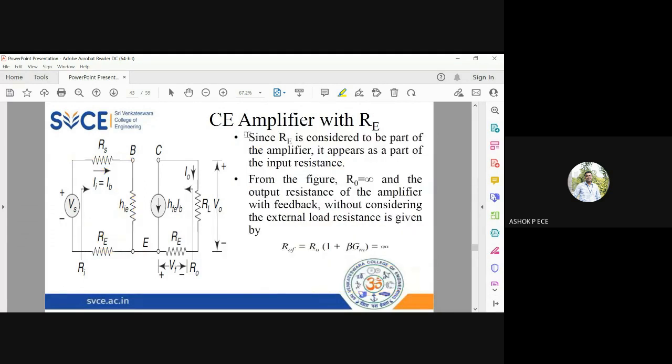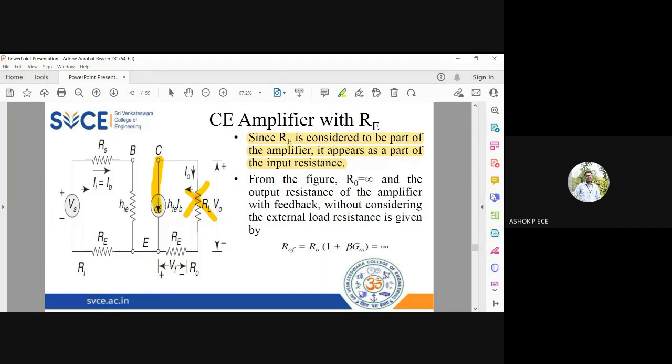So RE is considered to be a part of the amplifier. It appears as a part of input resistance. You know that we have split RE across input side and output side, right? So definitely, if you calculate input resistance, RE will be considered. If you calculate output resistance, RE will be considered because it is present as a common component for both input and output. Now the output impedance, you see, I have to remove my load and see what is the resistance.